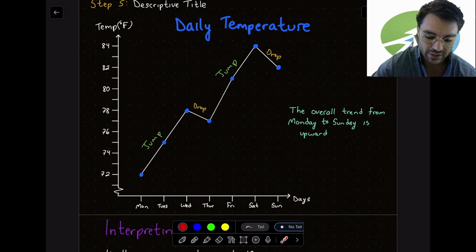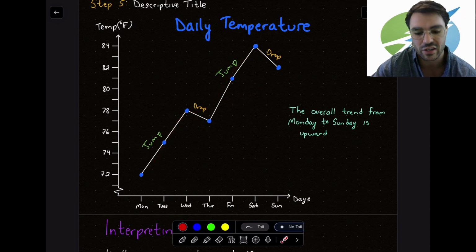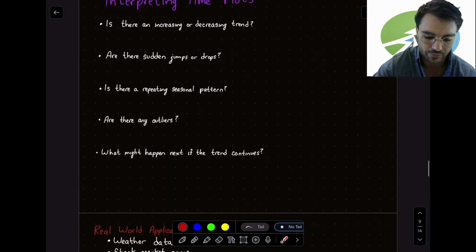If we had, say, Thursday, say our temperature was 30 degrees, that's crazy outside of our range here. That would be an outlier. Or if Saturday, instead of 84, maybe it was 104. That's crazy outside of our range here. Those would be examples of outliers. Again, we can calculate it, but we could just look and see this is a close enough range. There's nothing really here that's skewing our data. So no outliers. What might happen if the trend continues?